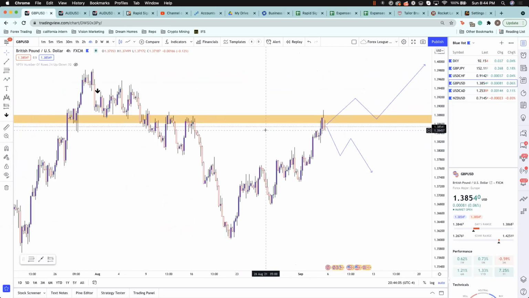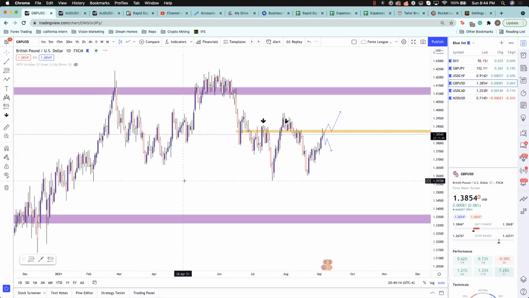Now, on the flip side, if this thing does manage to break this 138,800 level, that's when we're going to look to take buys on this.